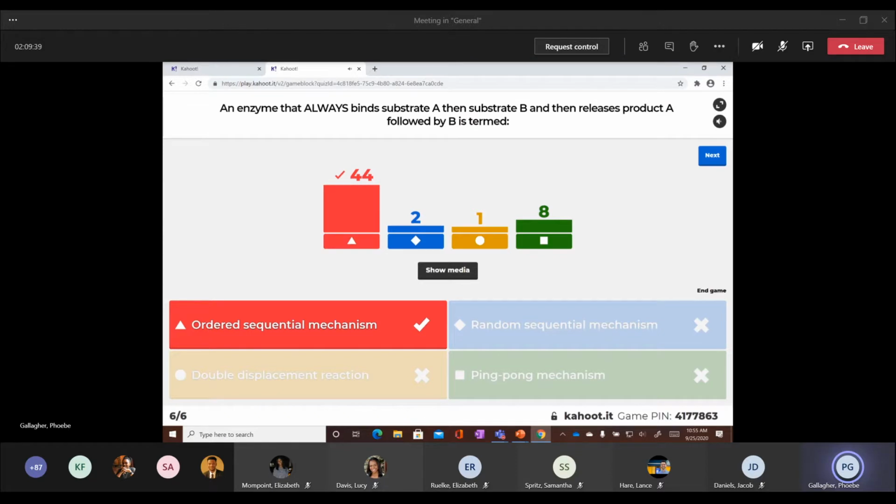Yep, so this is your ordered sequential mechanism. This is how she would probably describe it to you guys. She won't show you an actual reaction that does this, but she'll describe it. So when it's an ordered one, you're always going to have the same exact order of substrates entering and the same exact order of products leaving every single time. So make sure you know the difference between all of these.